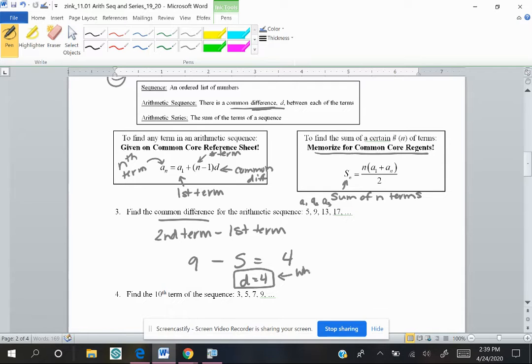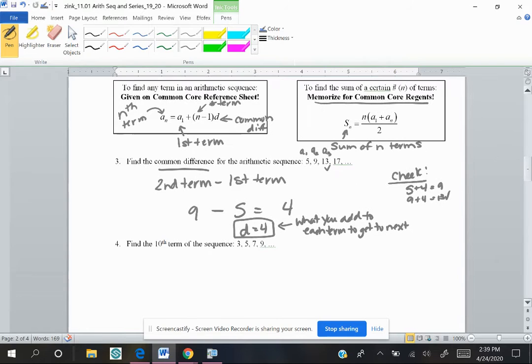So that's what you add to each term to get to the next one. And you can do a quick check. Also say, okay, well, what's 5 plus 4? That gives me 9. What's 9 plus 4? Well, that gives me 13, which is the next term. 13 plus 4 gives me 17. So you can do that right in your head, just to double check that you have the right common difference.